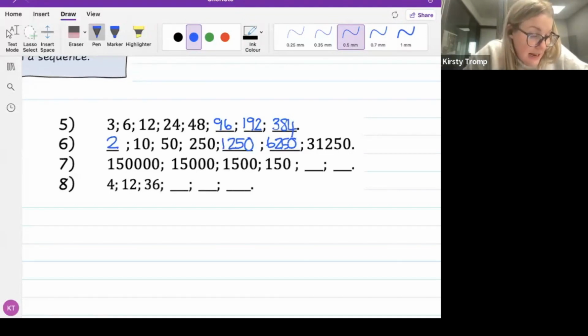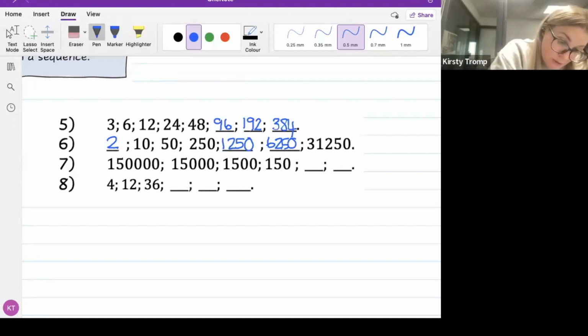I see I've got 150,000. So I have the number 15 and I've got 4 zeros. Then I've got the number 15 and I've got 3 zeros. Then 15 and 2 zeros. Then 15 and 1 zero. So what am I doing each time? I am dividing by 10. Good. So if I take 150 and I take away a 0, it's going to give me 15. And if I divide that by 10, it's going to give me 1, 5.